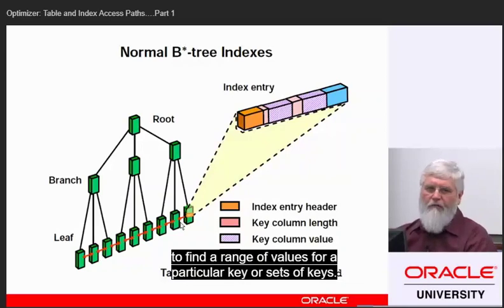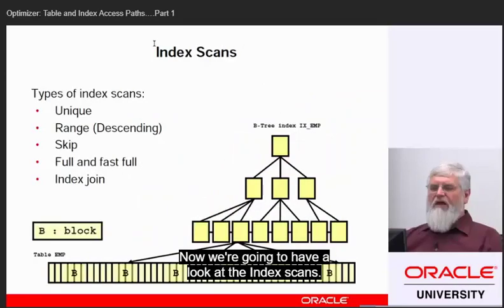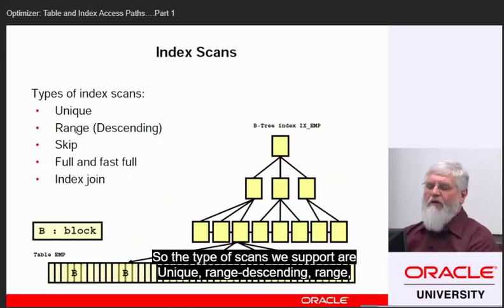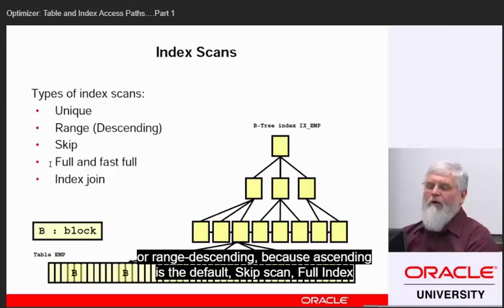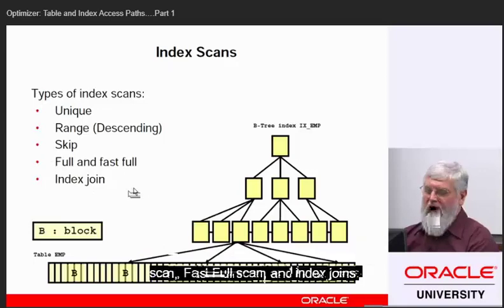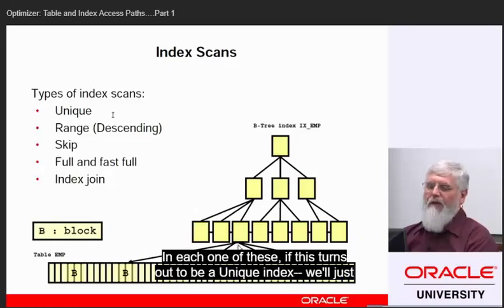Now we're going to have a look at the index scans. The types of scans we support are unique, range, range descending, because ascending is the default, skip scan, full index scan, fast full scan, and index joins. First up, we're just using this tree structure to advantage. In each one of these, if this turns out to be a unique index, we'll just back up. There is actually 1 entry for every key, or combination of keys.